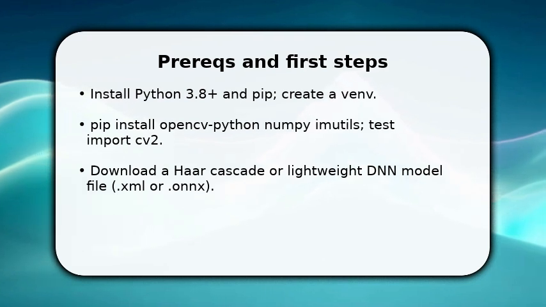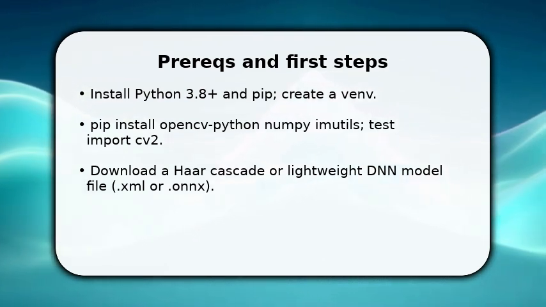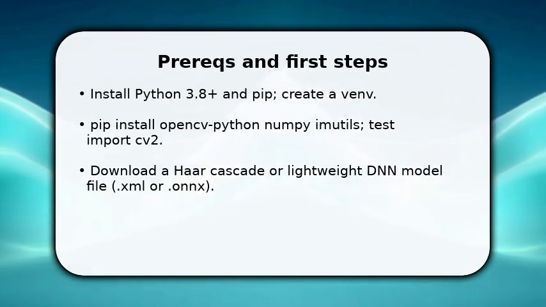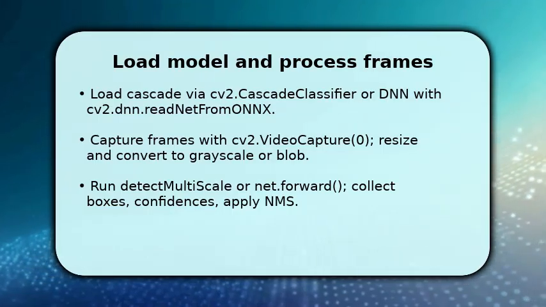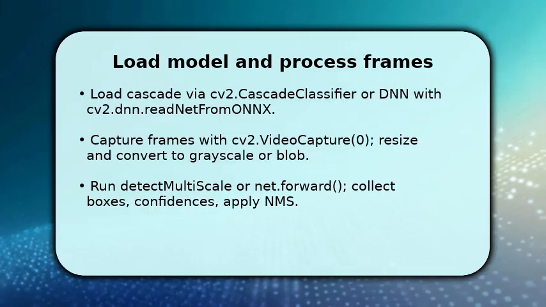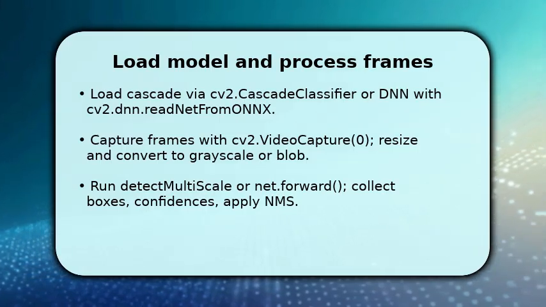You will implement the core loop that detects faces in each frame. Load your cascade with cv2.CascadeClassifier, or for ONNX, use cv2.dnn.readNetFromONNX and set backend/target. Then open cv2.VideoCapture(0) and read frames continuously.